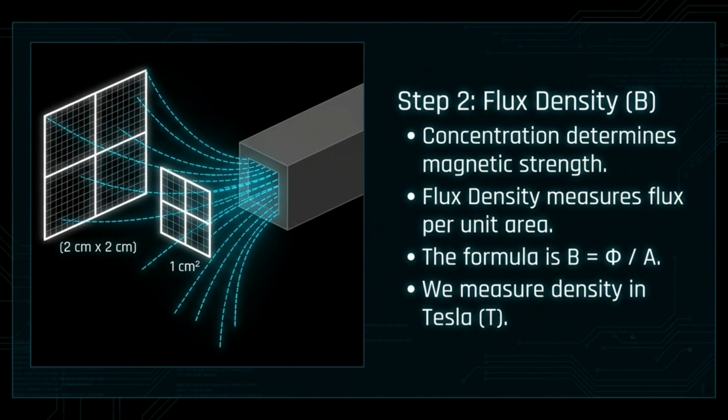Step 2 is flux density, B. Concentration determines magnetic strength. It measures flux per unit area, with the formula B equals phi divided by A. We measure density in Tesla, T.